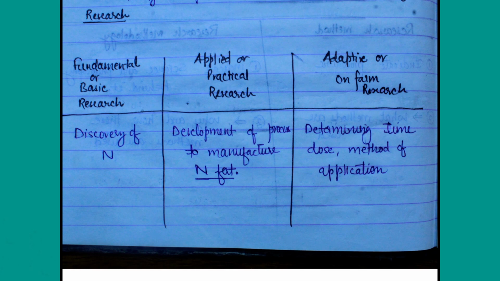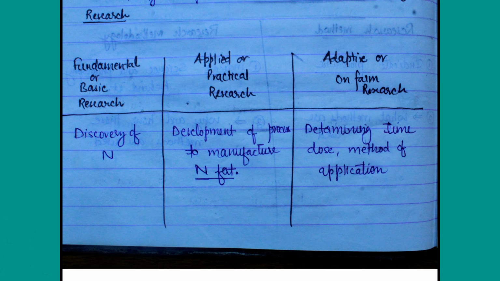Now the applied research on this discovery will be the development of a process to manufacture nitrogen fertilizer. Nitrogen as an element has been discovered. Now we want to manufacture that nitrogen, so it is applied or practical research. Now what is adaptive research of this? Determining the time, dose, and method of application of nitrogen in the rice crop will become adaptive or on-farm research.